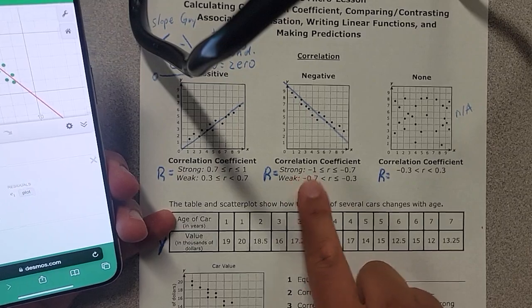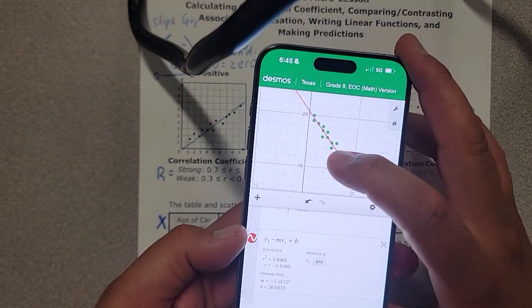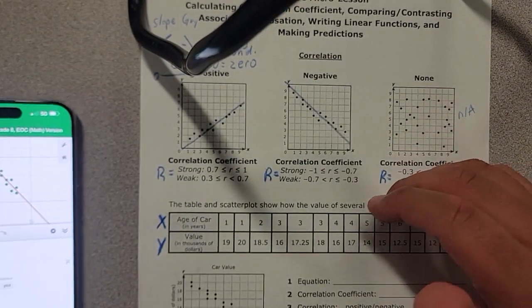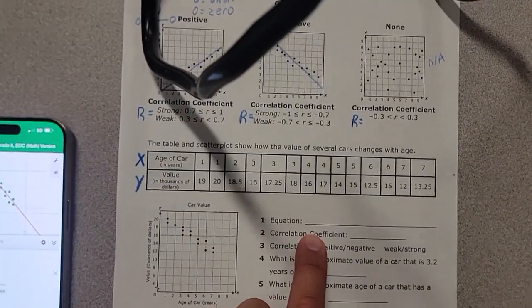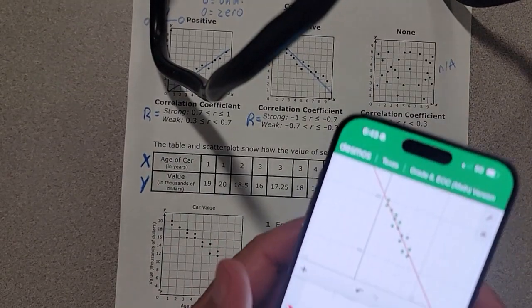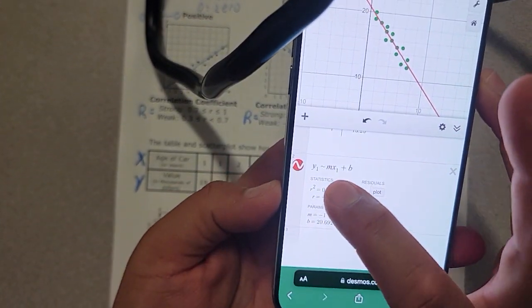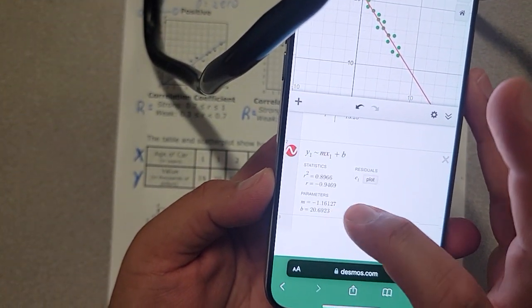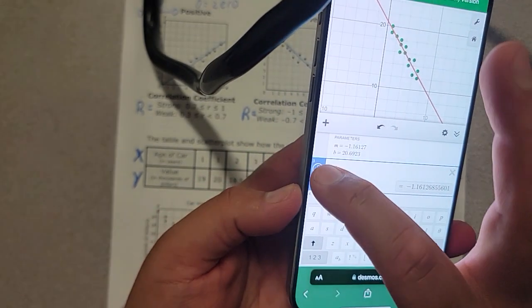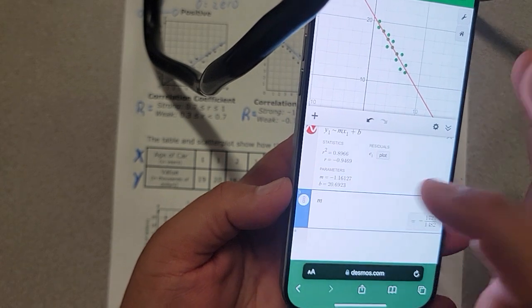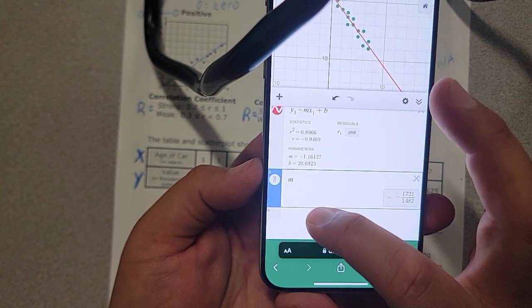And negative 90 is right here, strong. And you can tell it's strong because all the dots are close together. So now let's write down the equation here. Now my equation is going to be mx plus b. But look at my m. Let's go ahead and go here, type in m, set it as a fraction. There you go. So that's a big fraction right there.